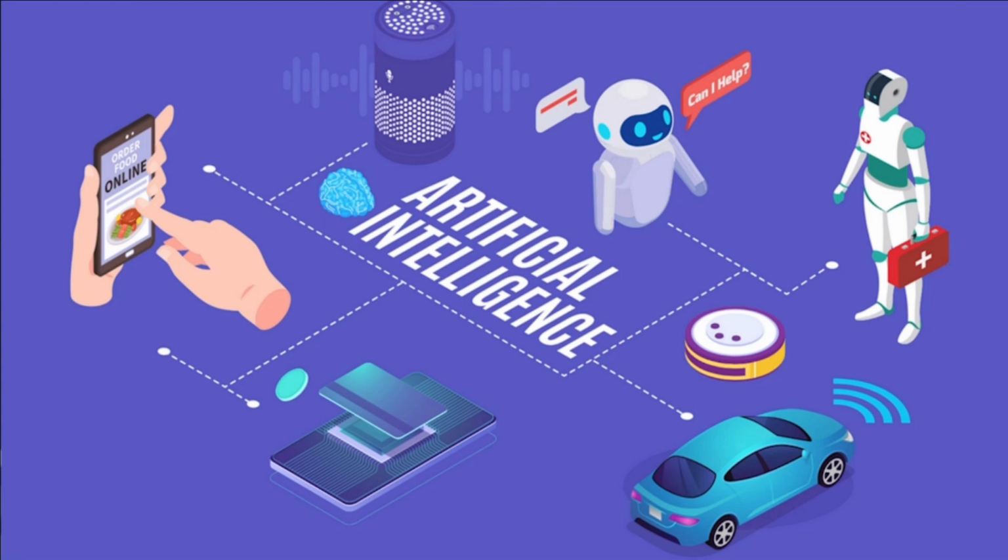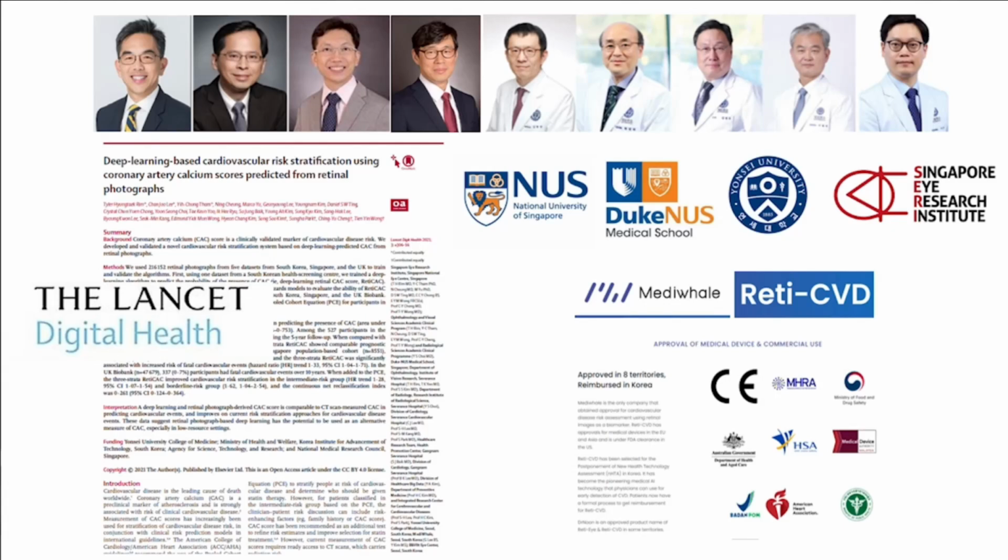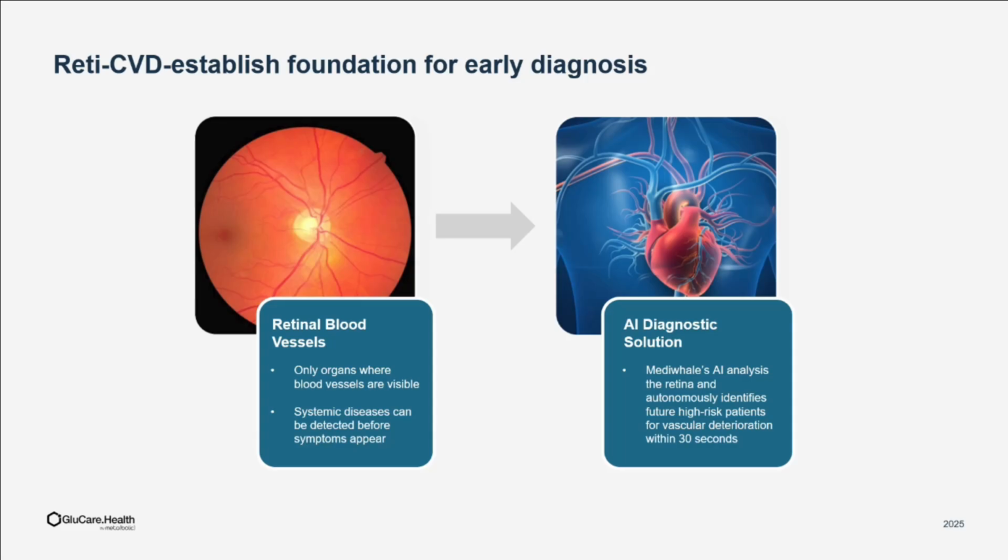And luckily, we don't have only ChatGPT, we have other tools using AI. In 2021, this beautiful article was brought by all these groups from Korea and Singapore. It's an academic collaboration between these groups, and the technology has been licensed out to MedHale, and now it's approved in at least 80 regions. And how does it work? The AI diagnostic solution identifies patients at future risk of vascular deterioration within 30 seconds. The AI analyzes pictures and stratifies patients into low, moderate, and high risk.